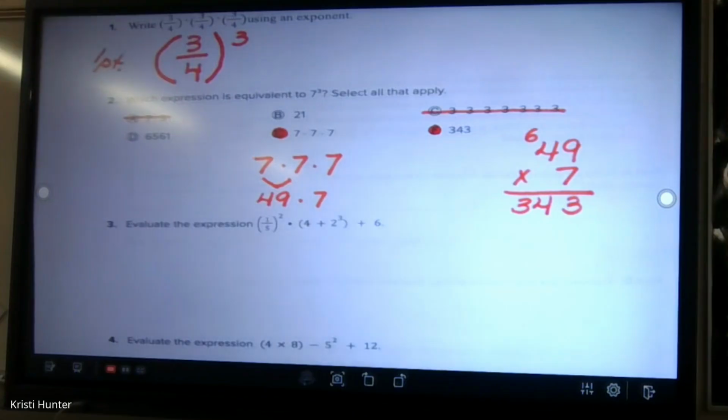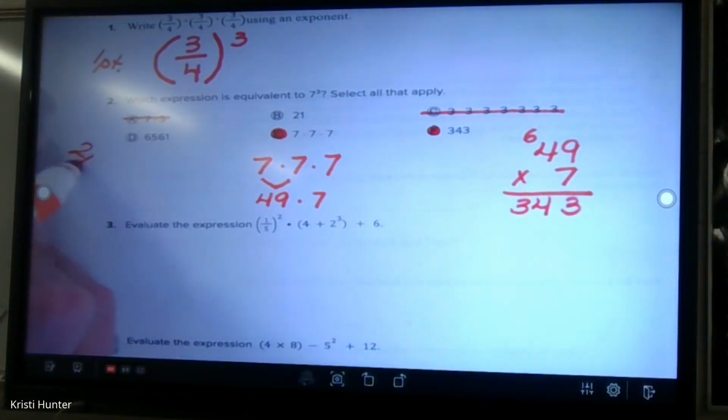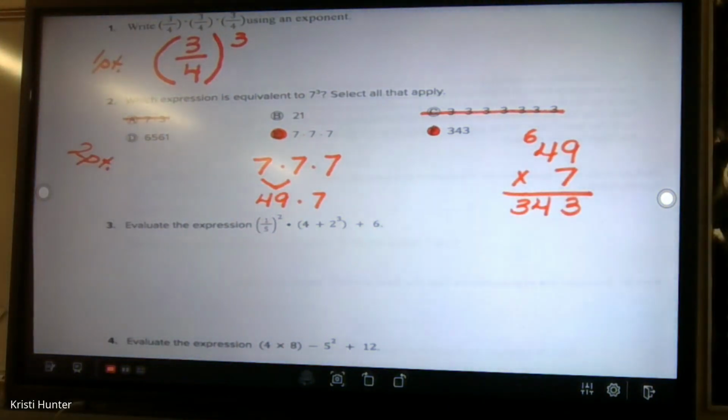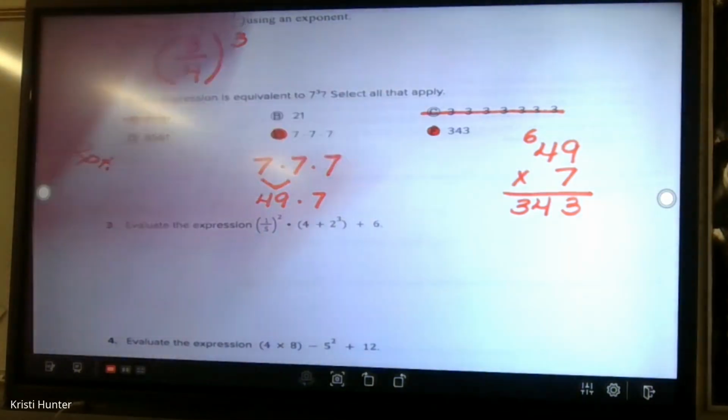So number 2 will be a 2-point problem. There are 2 correct answers here. So 2 points, 1 point for each correct answer.